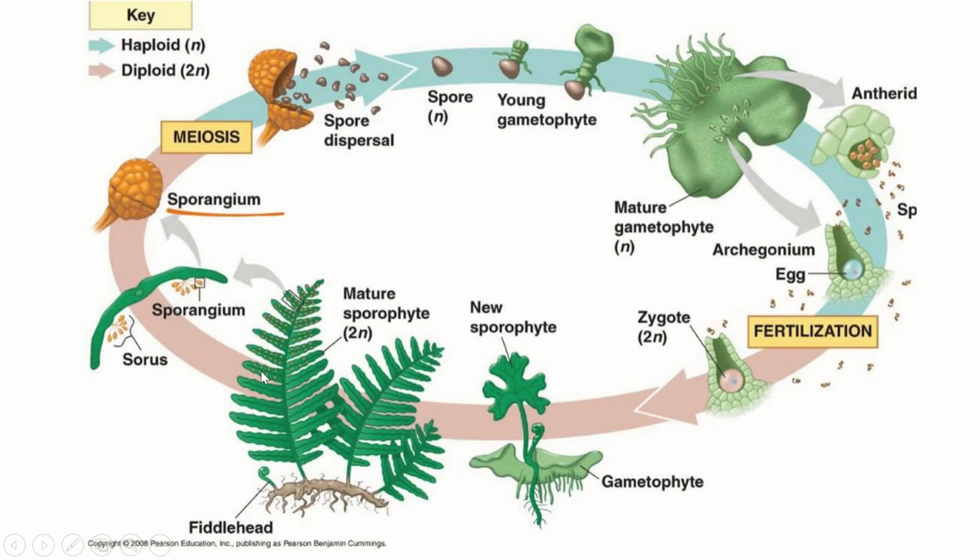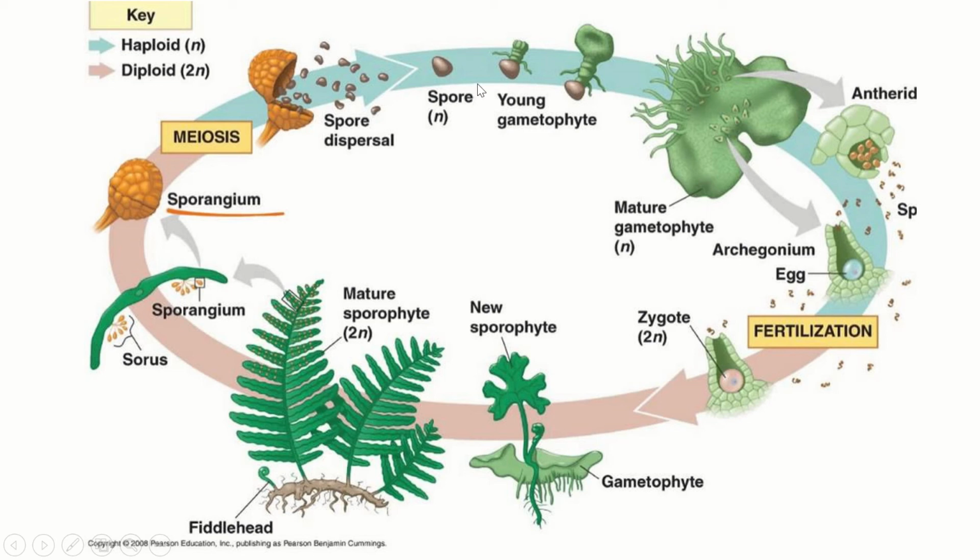So you have this mature fern plant. Here's a new little fiddlehead growing. This is a diploid plant, so 2 of each chromosome. And on the underside of the leaves, these little spots, each of these is a sorus with a bunch of sporangia in it. And inside each of those sporangia is meiosis happening, creating haploid spores. So the sporangia then pop open, disperse the spores.